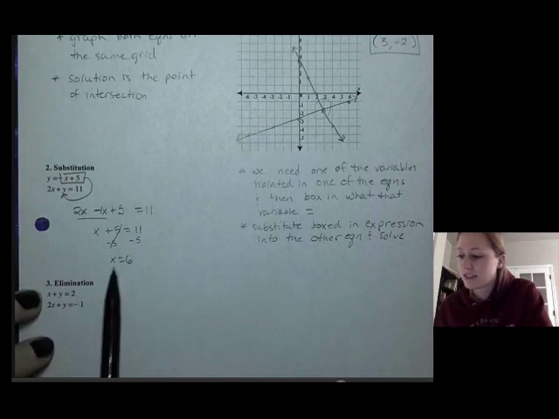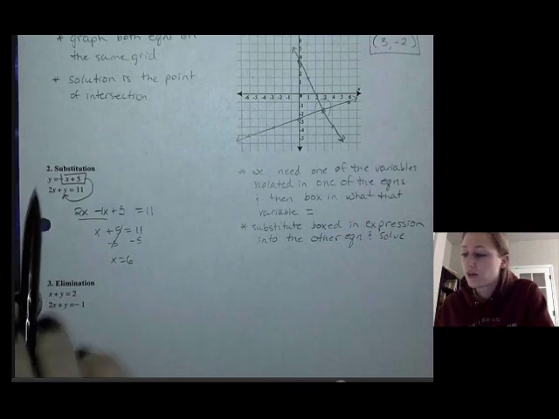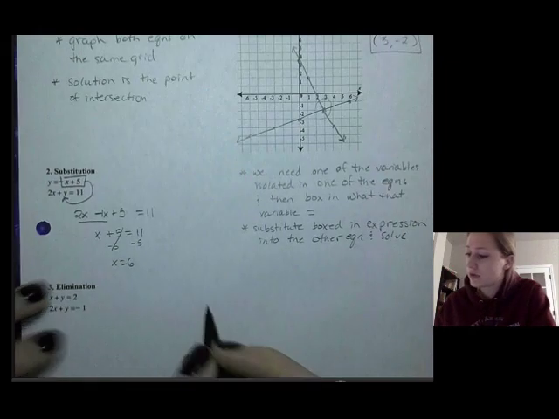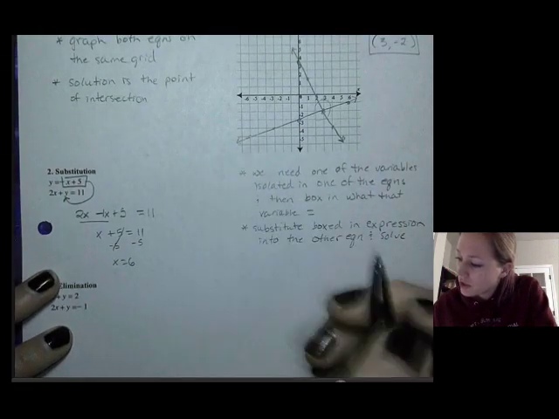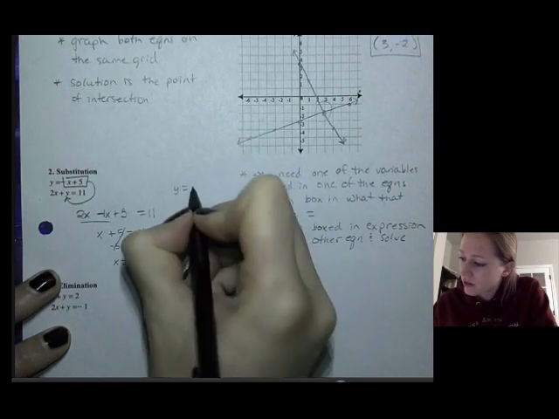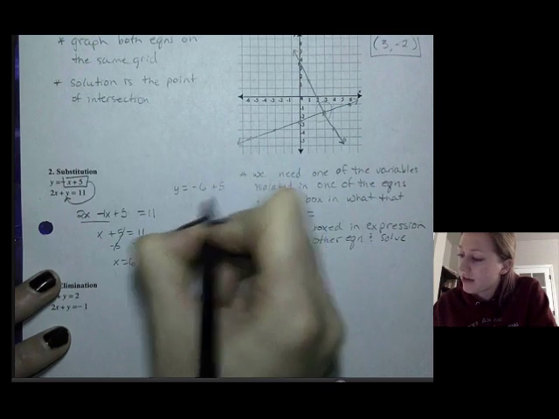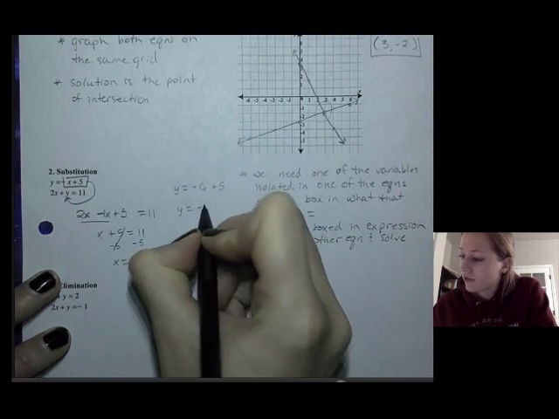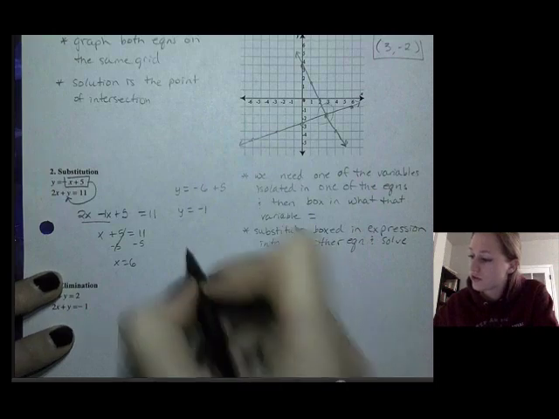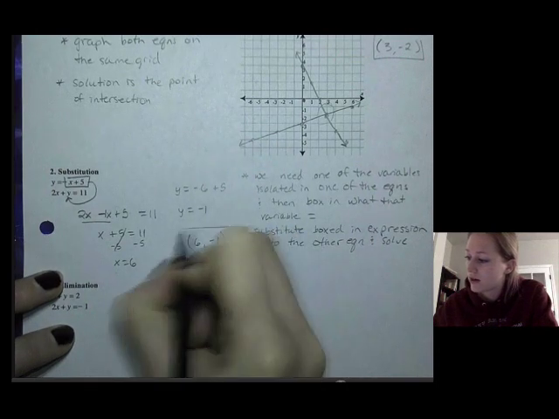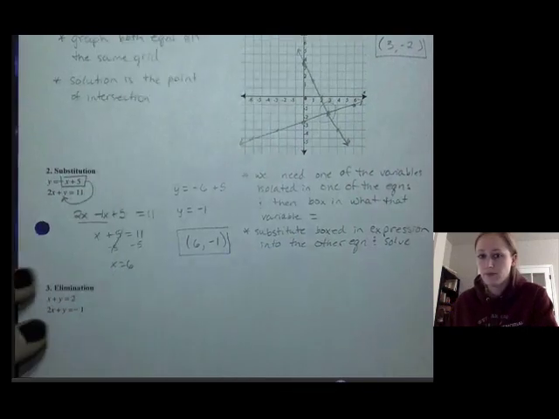Now, once we find one of our variables, we always need both. So I need to plug my 6 back into either of the original equations to figure out what y is. I'm just going to use the top equation. So I have y equals negative x. x is 6, so that's going to be negative 6 plus 5. Y is already by itself, so we just need to simplify that. Negative 6 plus 5 gives me negative 1. Then our solution we write as an ordered pair. 6 comma negative 1 is that solution.